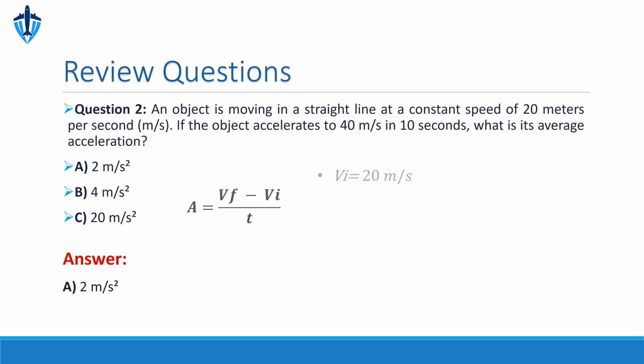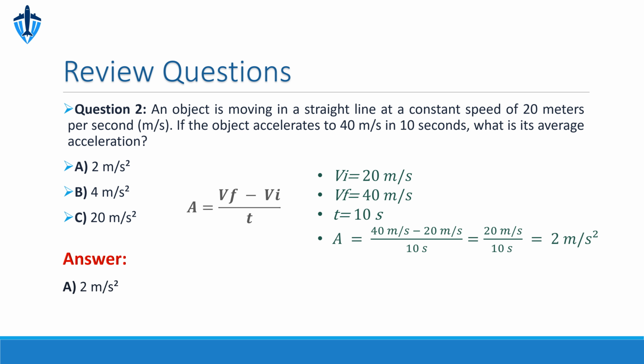In this case, the initial velocity, vi, is 20 meters per second. The final velocity, vf, is 40 meters per second, and the time, t, is 10 seconds. Plugging these values into the formula, we get a equals 40 meters per second minus 20 meters per second, all over 10 seconds. a equals 20 meters per second, all over 10 seconds. a equals 2 meters per second squared. Therefore, the object's average acceleration is 2 meters per second squared.